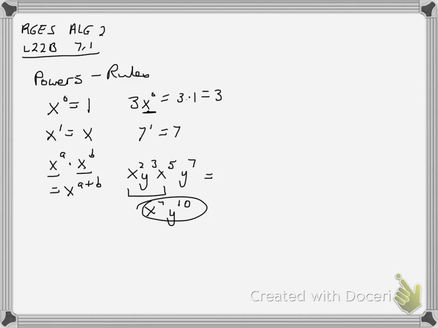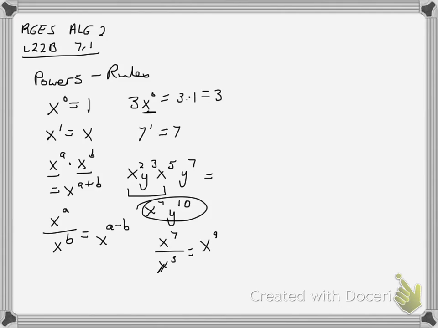Next rule, if we had division of the variable with the exponent, we would subtract the exponents. And an example of that would be x to the 7th over x cubed. Subtracting the exponents gives me x to the 4th.